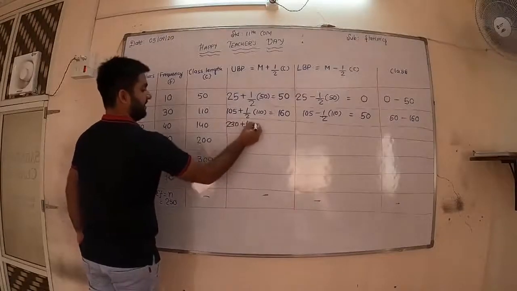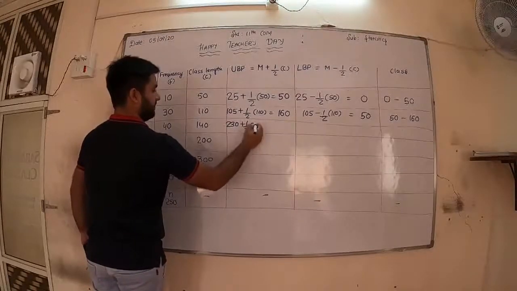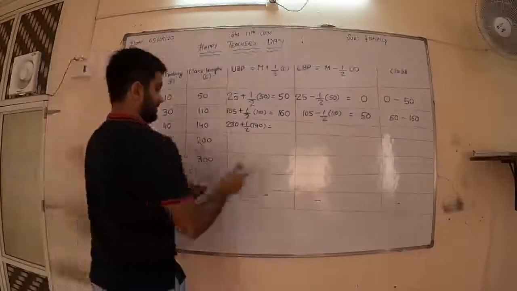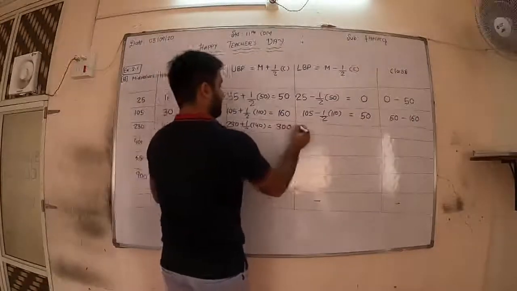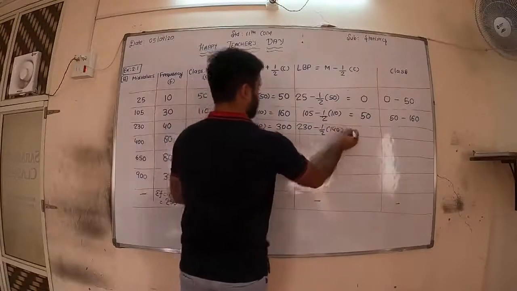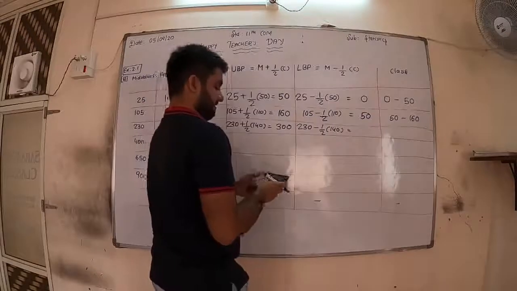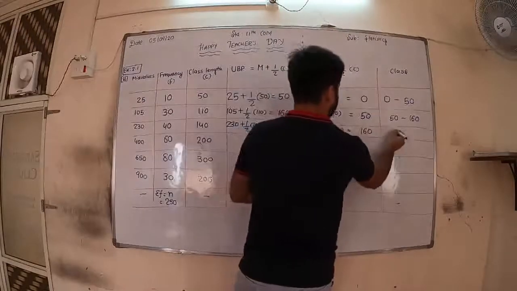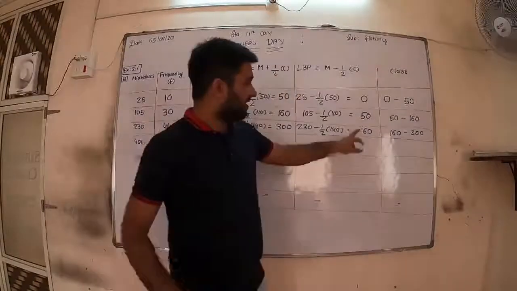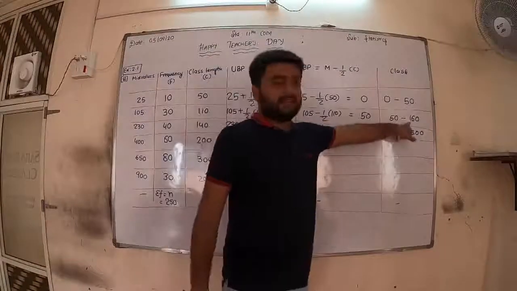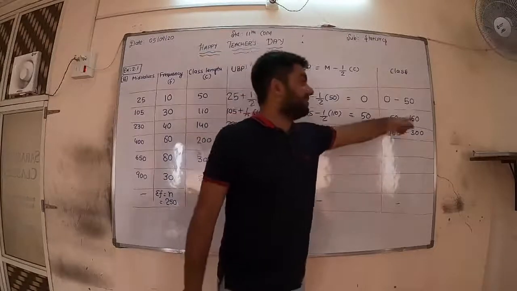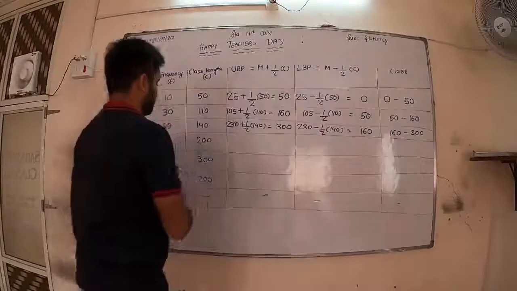Okay, then 230 plus 1 by 2 into 140. 230 plus 70 is 300, and 230 minus 1 by 2 into 140: 230 minus 70 is 160. See friends, you can check it in one other way also. If here I am getting 160 and here I am not getting 160, then I have made some mistake. It should be the same.